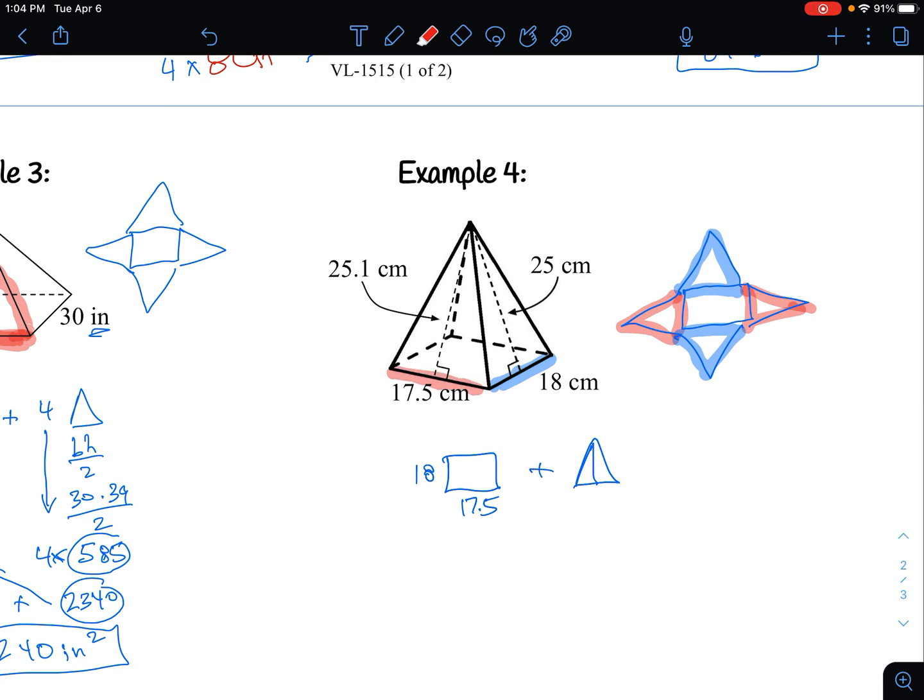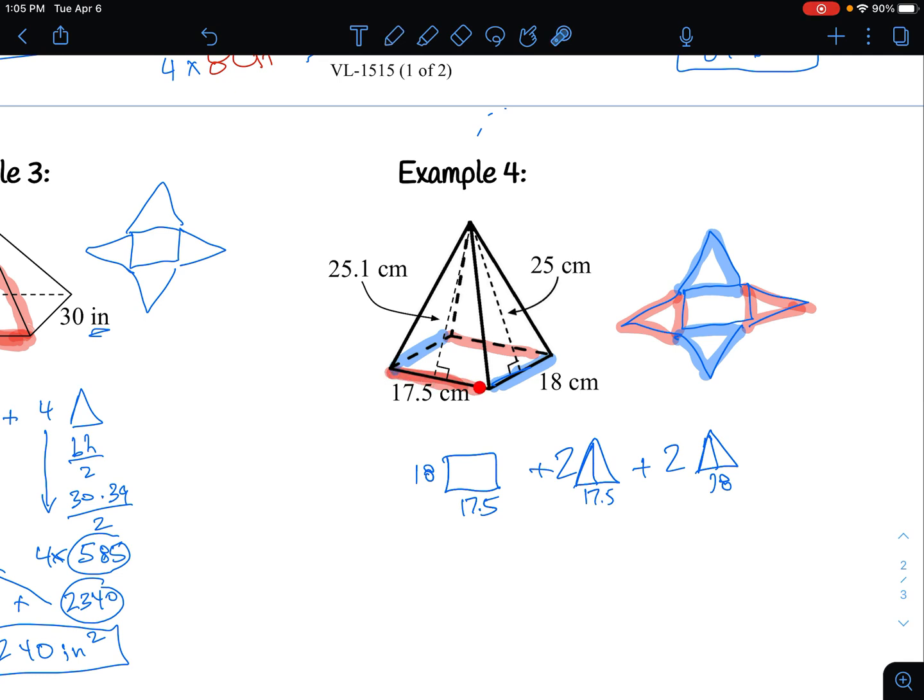So you cannot just add 4 triangles over here. You actually are going to need to add, and something to note is also the front and the back triangles will be the same because they have the same bases, and the 2 side triangles will be the same. So we can say we are adding 2 triangles plus another 2 triangles, and we got to figure out which one is which. So let's do 2 of the 17.5 base triangles and 2 of the 18 base triangles.